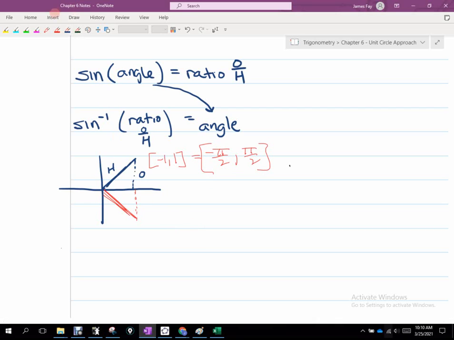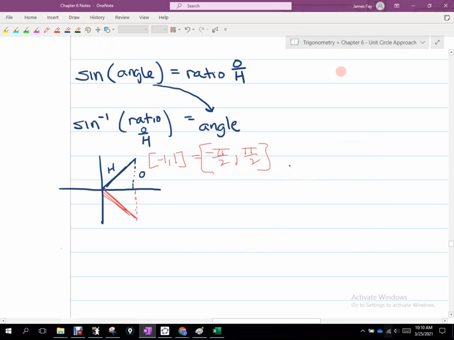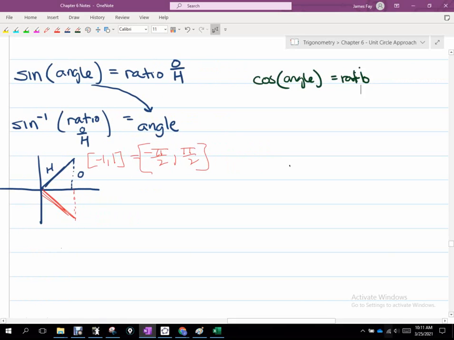When we talk about the cosine function, same idea. The cosine, still going to put an angle here. It's going to give you a ratio. Well, what's the ratio in cosine? What sides are they? Adjacent divided by hypotenuse, right? So in the cosine inverse, right down here, that's going to be adjacent divided by hypotenuse. It's going to spit back an angle.